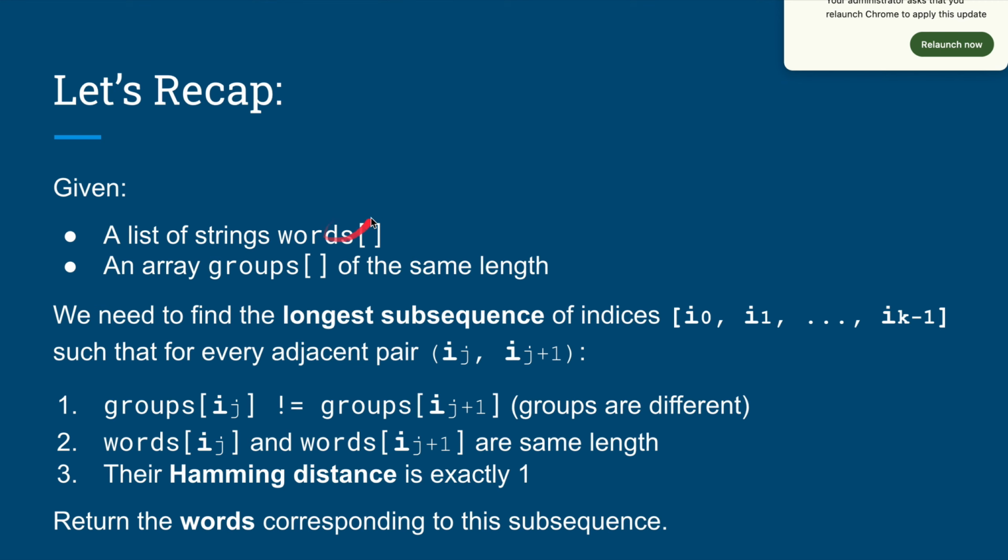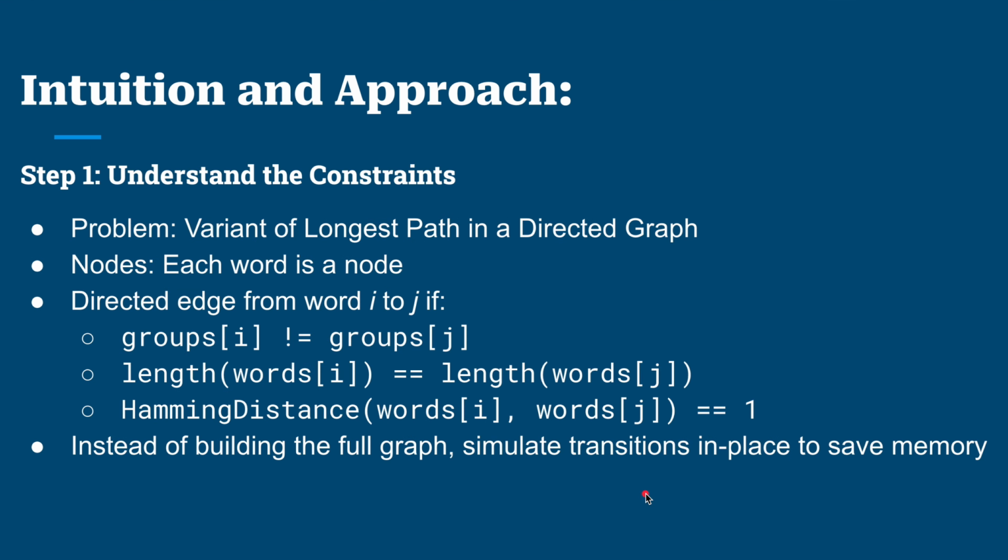The words we have been given are the nodes, and the valid transitions are based on the 3 rules that we have talked about. So our 3 rules become the edges. So we're really finding the longest path in a graph, and then we will convert that into a subsequence of words. That is the intuition and the approach that we are going to use to solve this.